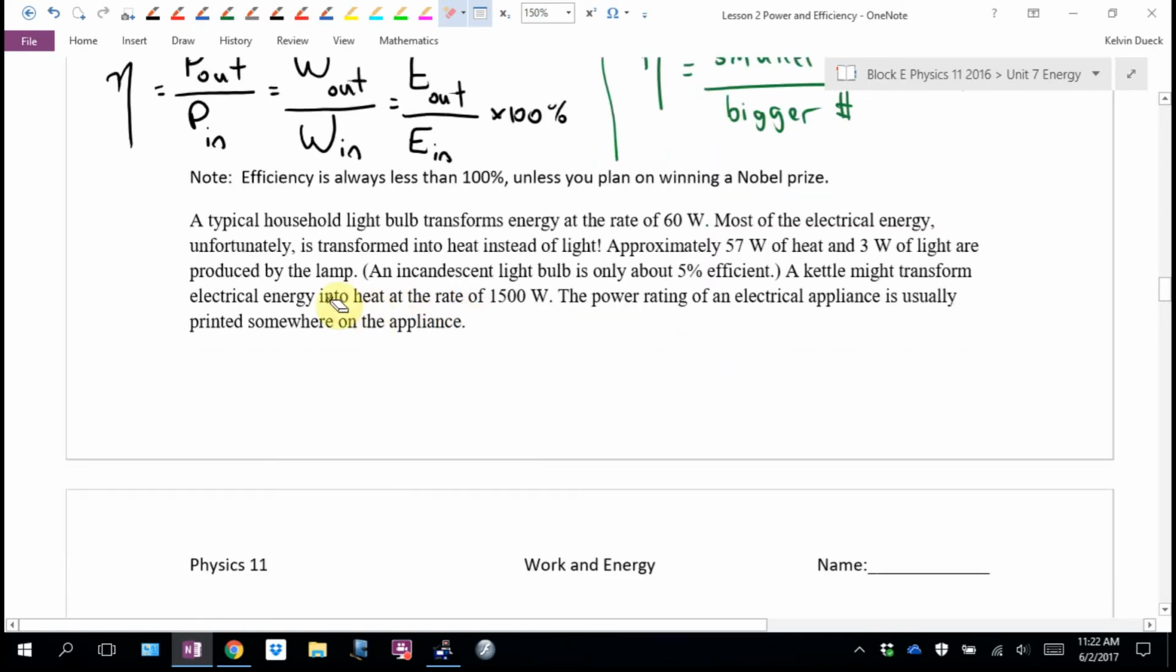A kettle might transform electrical energy into heat at a rate of 1500 watts. In fact, for most appliances, you can find the power printed on the device somewhere. Usually on the back or on the bottom.